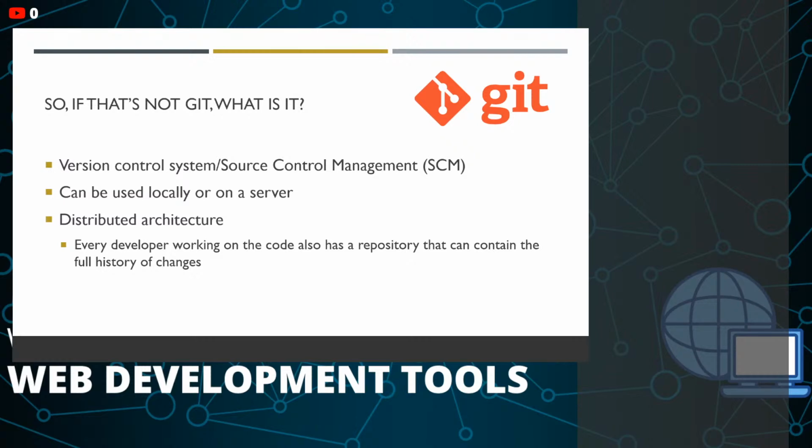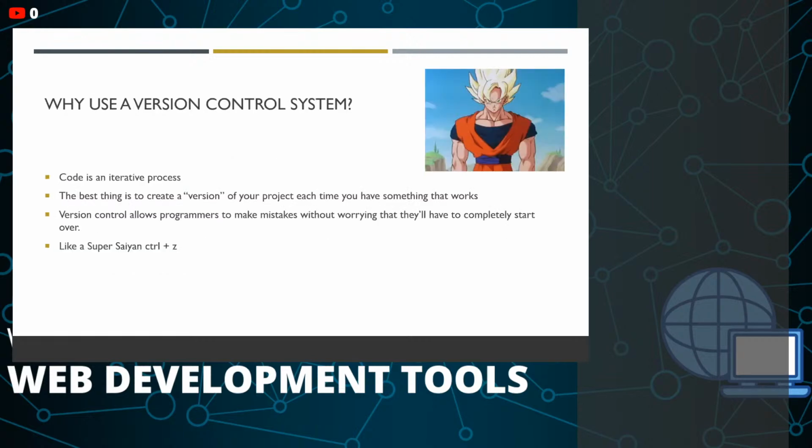So everybody has their own version that belongs to them, and everybody's own version contains the entire history of changes that everybody has put into that code, which is incredibly useful, right? Why would we use a version control system at all? And the first thing is that code's an iterative process.